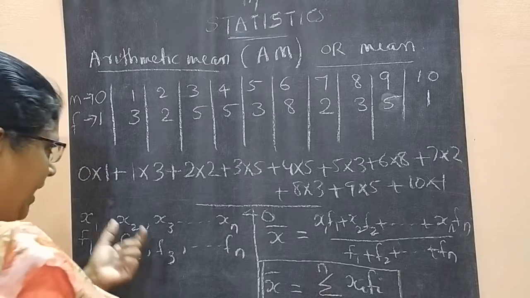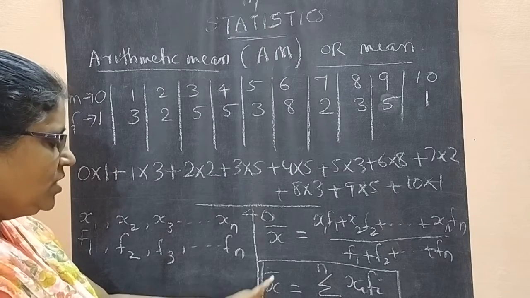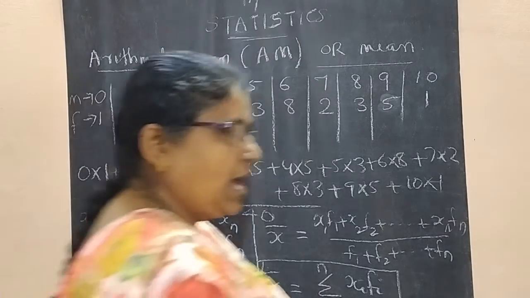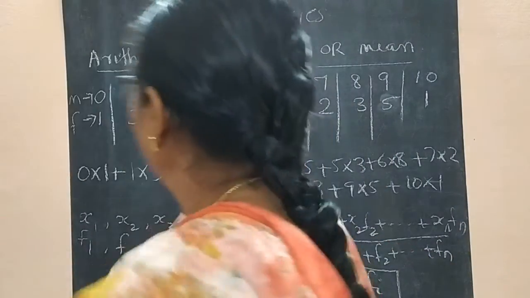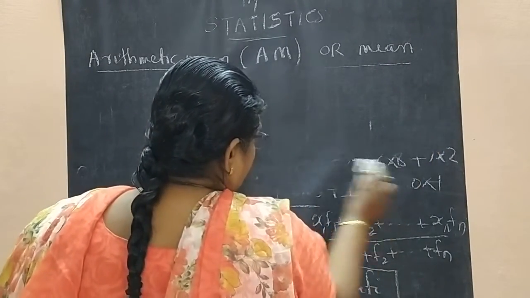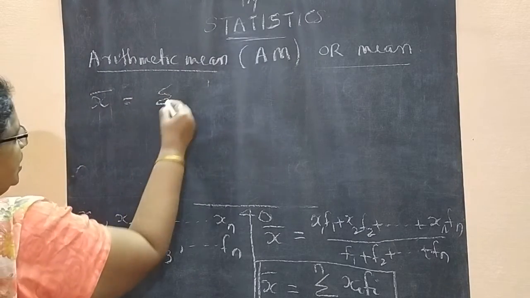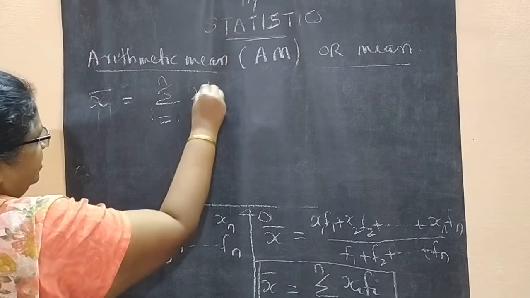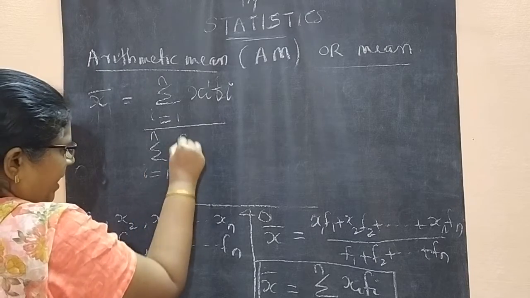Second formula. When any observation is repeating like this, then the mean formula is x bar is equal to sigma i equals 1 to n of xi fi divided by sigma i equals 1 to n of fi. Okay, so I will write once again. So, what we are getting? x bar is equal to sigma i equals 1 to n of xi fi divided by sigma i equals 1 to n of fi.